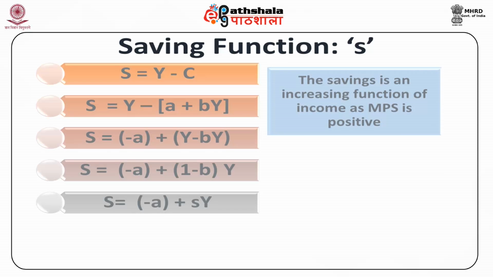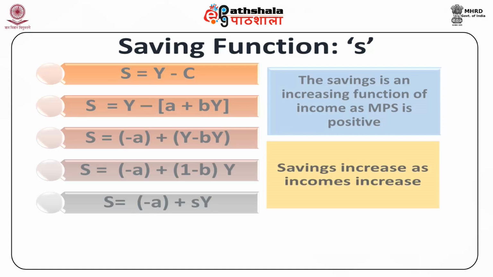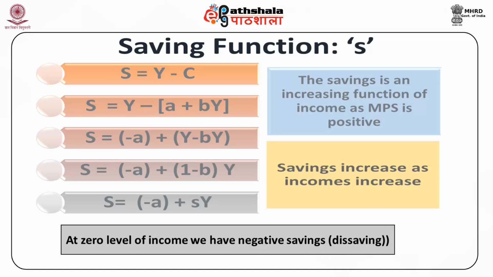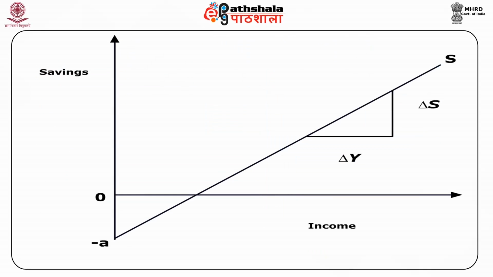The savings is an increasing function of income as MPS is positive. Thus, savings increase as incomes increase. Further, at zero level of income, we have negative savings or dis-savings. The savings curve is displayed in the figure. The negative intercept minus A indicates that the individual would dis-save when his income is zero to survive.